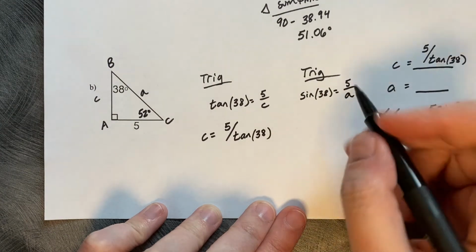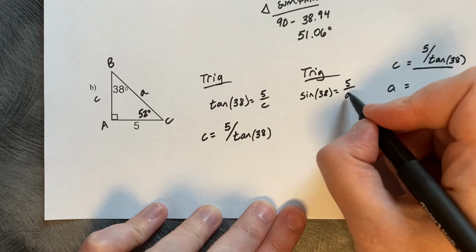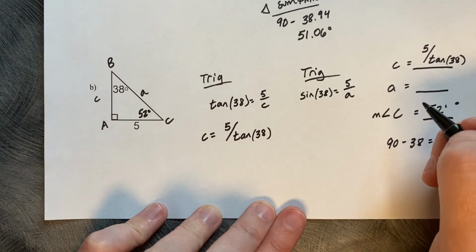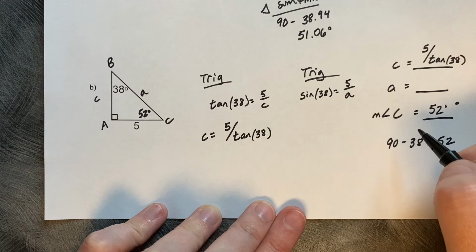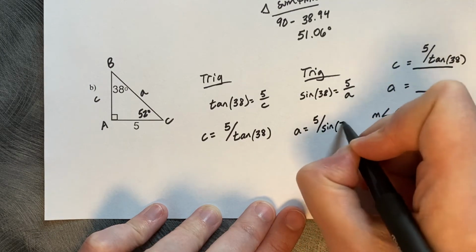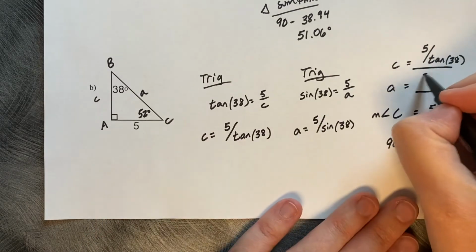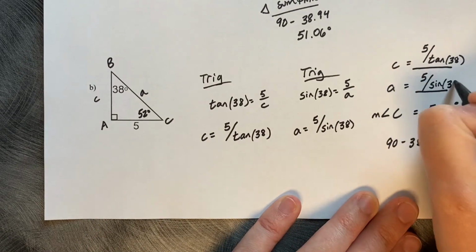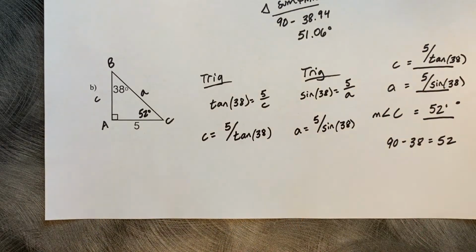And this is going to be another division one. Hopefully you're starting to notice that if the variable's in the denominator, your answer is going to end up being a division. So A equals 5 divided by the sine of 38. Exactly. Let's take it to the next level and let's try a bigger problem.